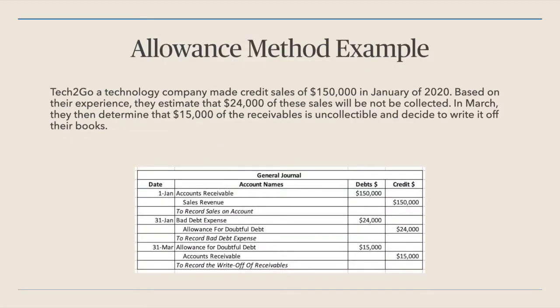For example, to record sales on account, they first debit accounts receivable $150,000 and credit sales revenue $150,000. They then debit bad debt expense $24,000 and credit allowance for doubtful debts $24,000 to record the bad debt expense, followed by debiting allowance for doubtful debts $15,000 and crediting accounts receivable $15,000 to record the write-off of the receivable.